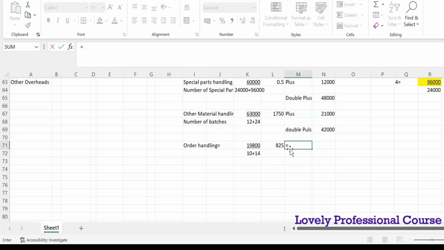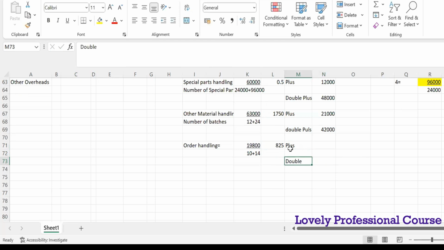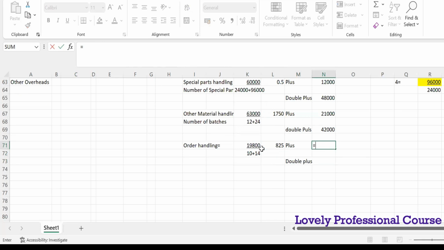So this was the cost per activity. So I put it to plus, and here double plus. Is it okay? Let me put here double plus, which is going to give me, for plus, this cost per activity multiplied by this 10. This 10 is for plus.